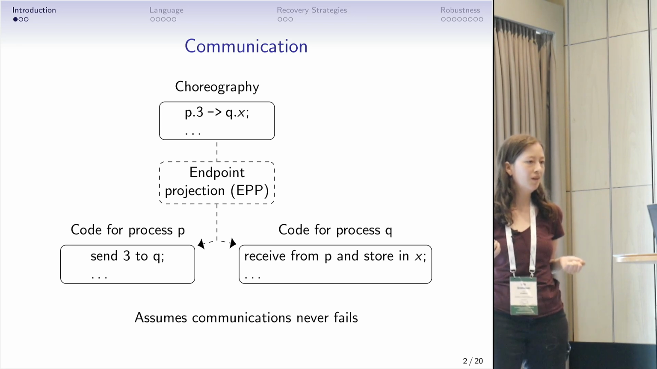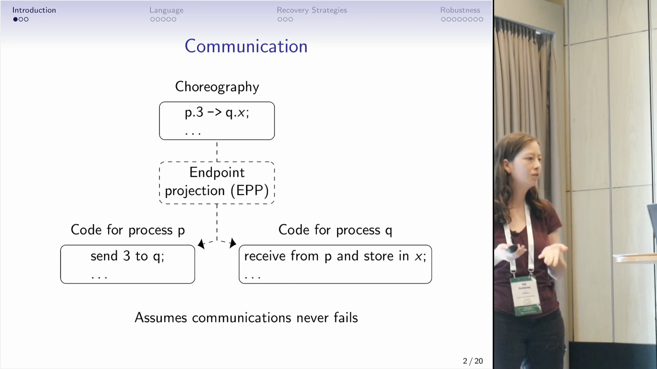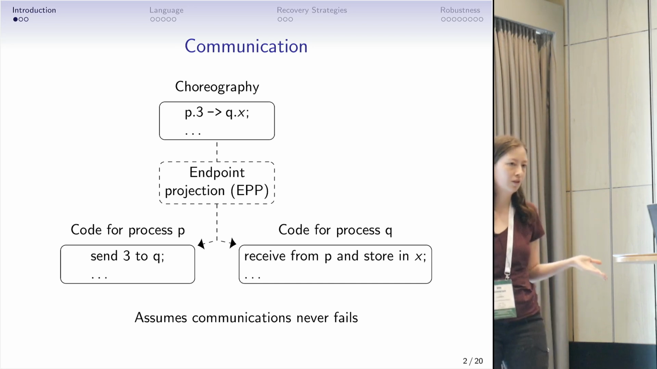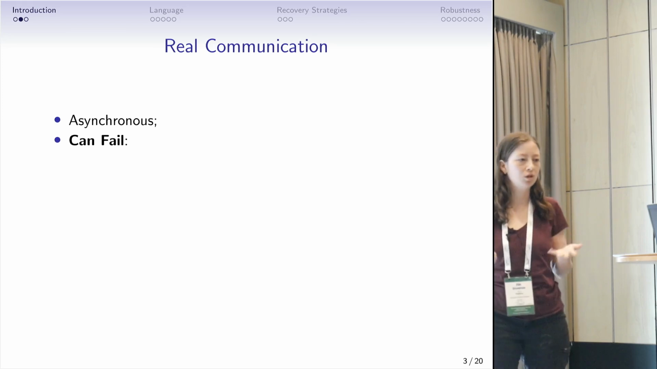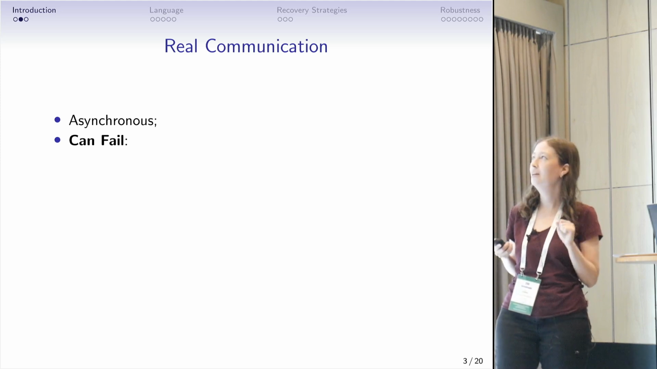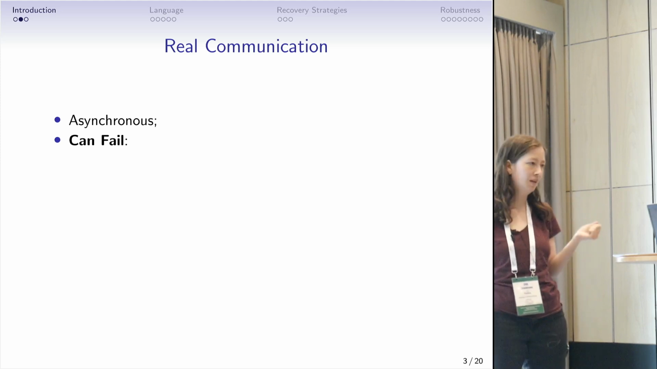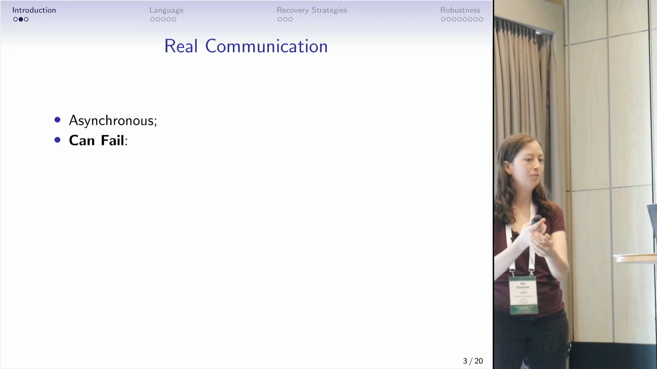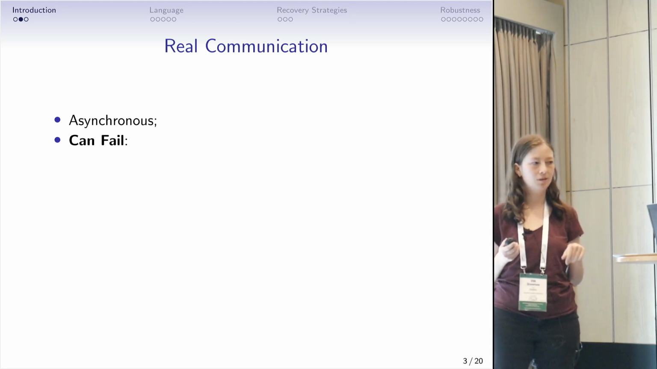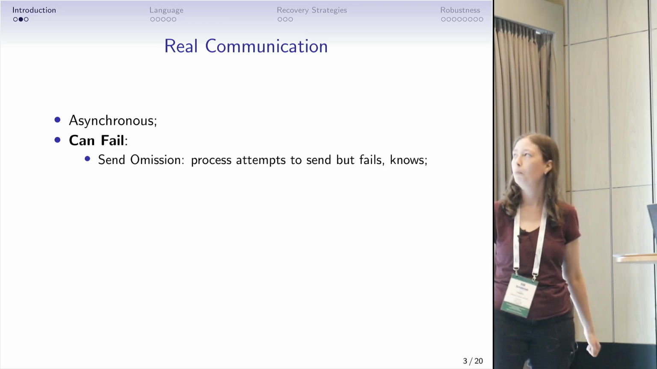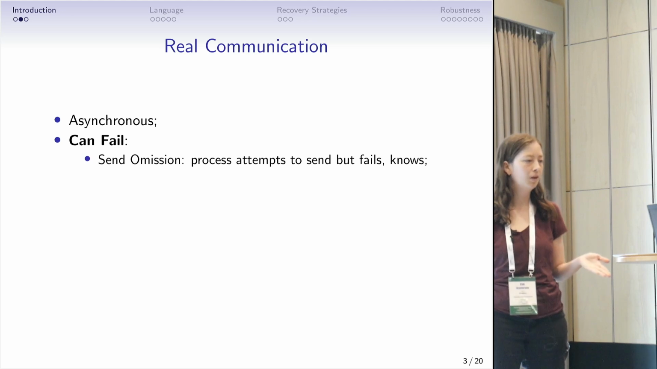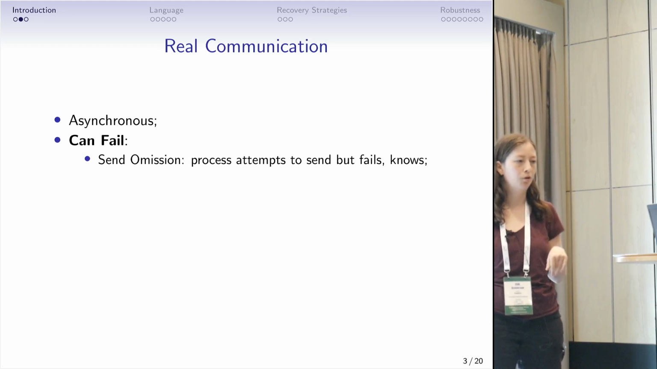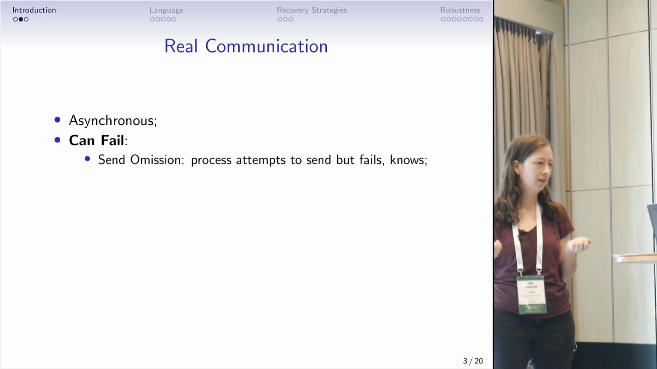Sometimes communications fail. And then we ask ourselves, what do choreographies look like if they have realistic communication? What does that mean in our case? Well, it means A, it's synchronous, and B, it can fail. And we consider three different kinds of failure. Number 1, send omission. P tries to send, it doesn't go well, the message never reaches the network. P knows that this has failed.